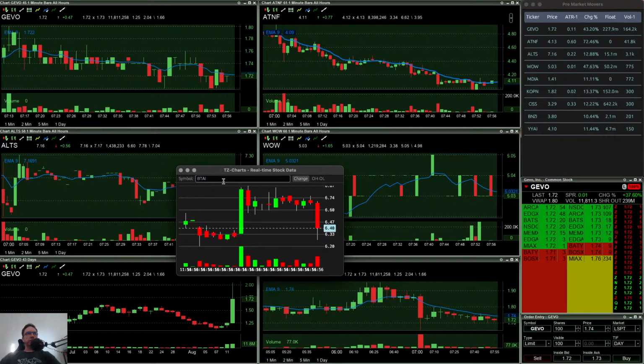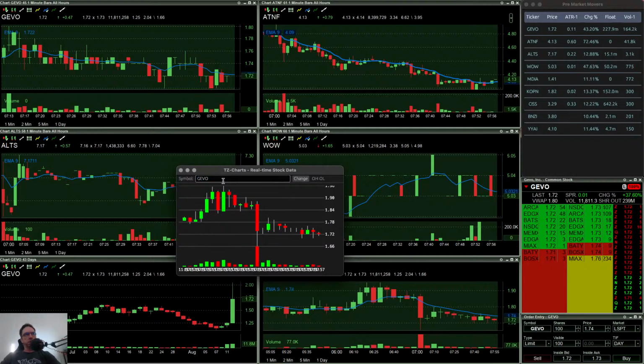Yeah, so right here, this BTAI, let's go over to GEVO. And the good thing is if you hit tab, it highlights that, but if you type like ATNF, well, that's incorrect. ATNF, go update that. And if you go back, you hit tab, but you have to hit the backspace and then type GEVO, and they'll update that.